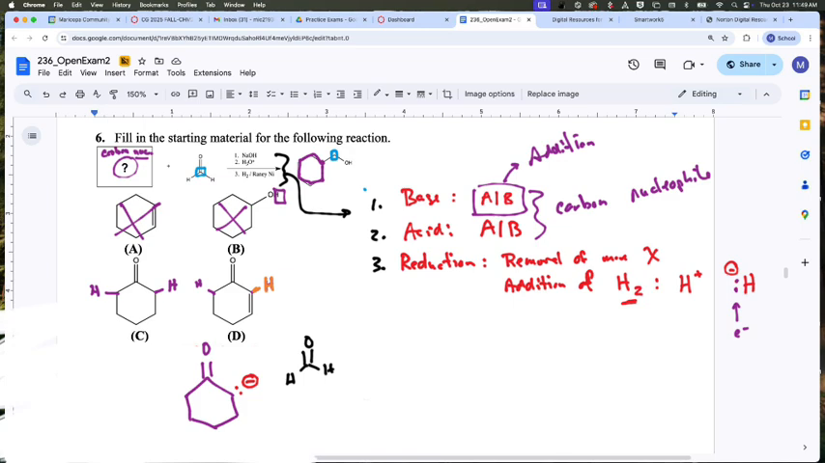So what can happen? This comes in, attacks, busts that. We'd have our O negative. I don't want O negative, right? How can I fix that O negative? An acid. There's the addition of the acid. So now I'm going to delete that because I don't want to draw an extra step. There's my acid. Now what can I do?